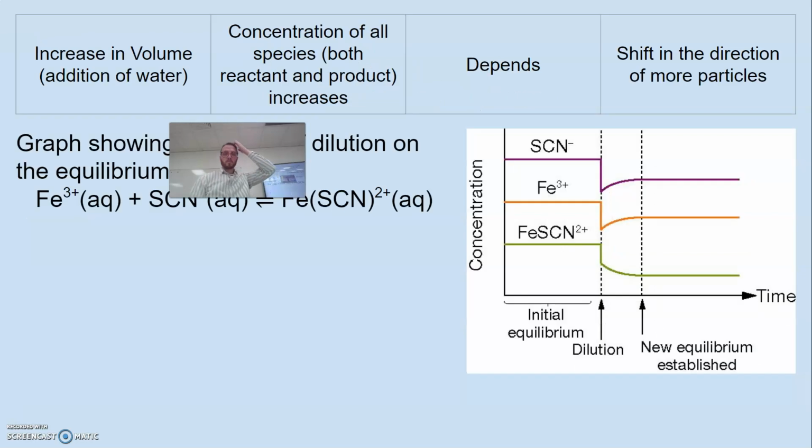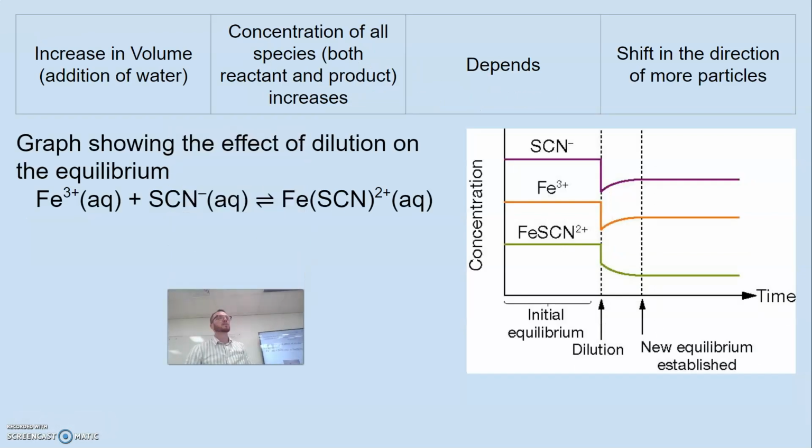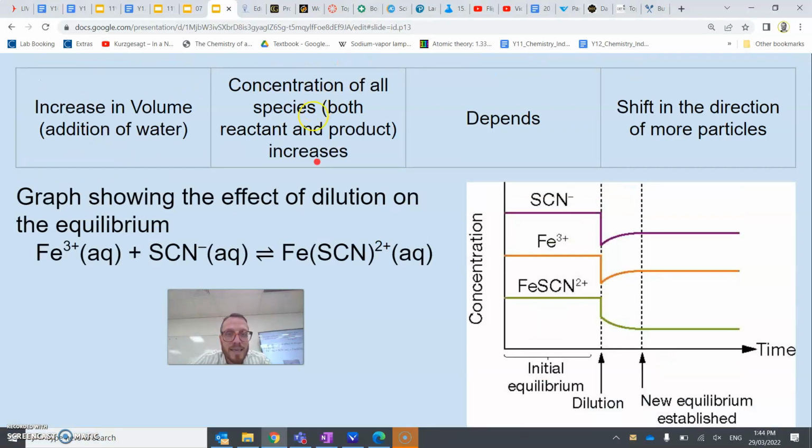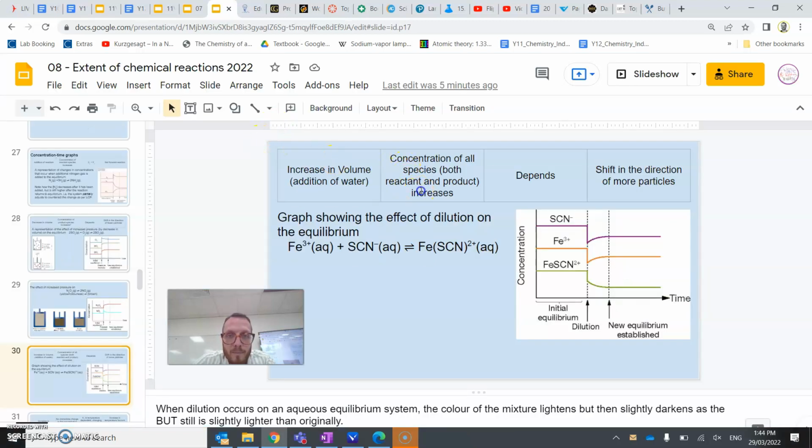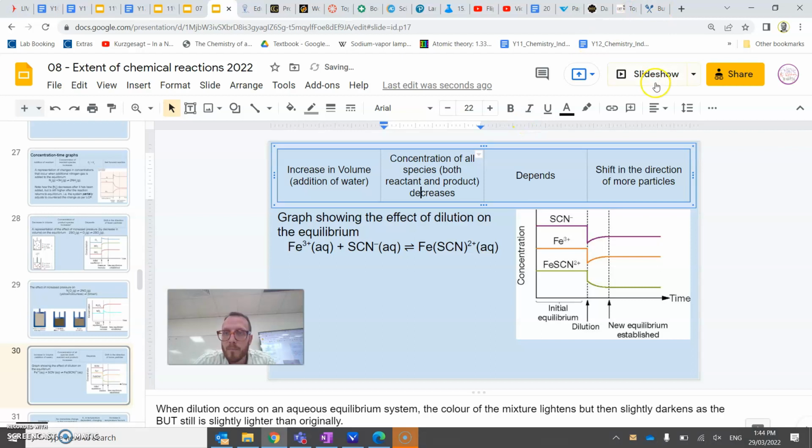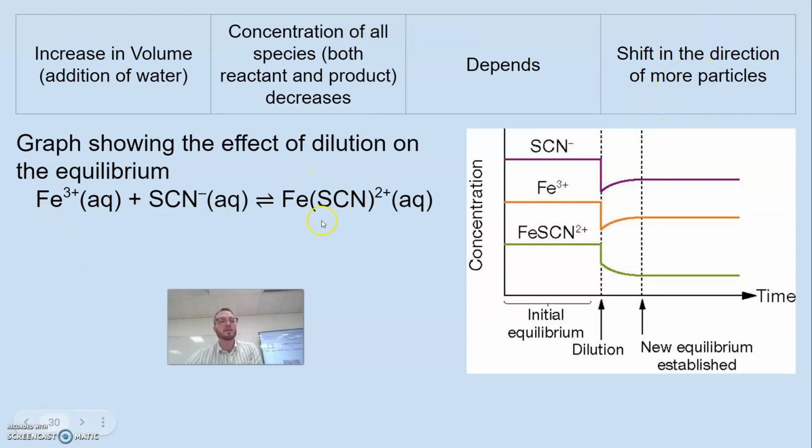Yeah? Okay. An increase in volume, so like a dilution or increasing the volume of the container. So let's look at an addition of water example. Concentration of all species decreases. The shift is towards the side of more particles. So in this example, this is the one we looked at. We looked at a dilution, right? We've got 2 particles on this side, 1 particle on this side. We're going to have a net backwards reaction. More particles on this side with a volume increase.